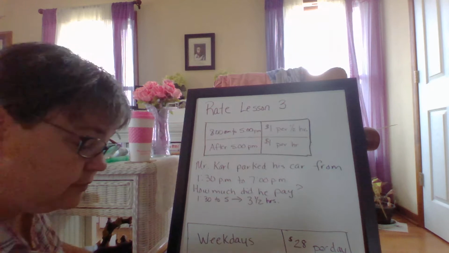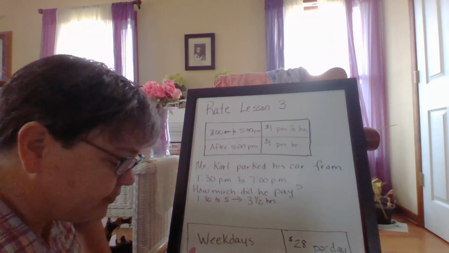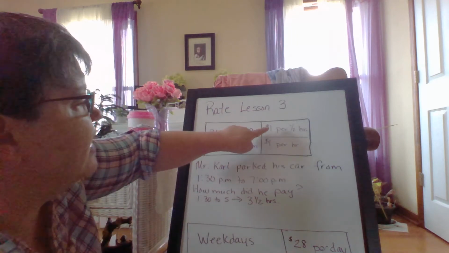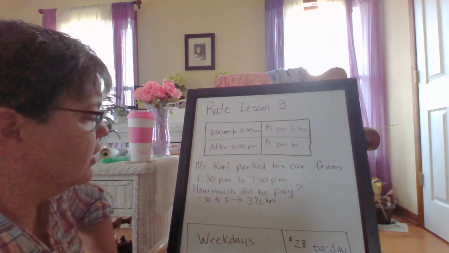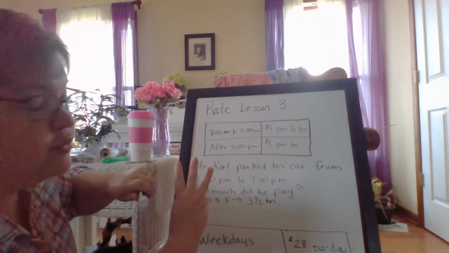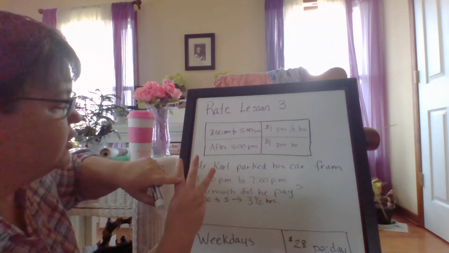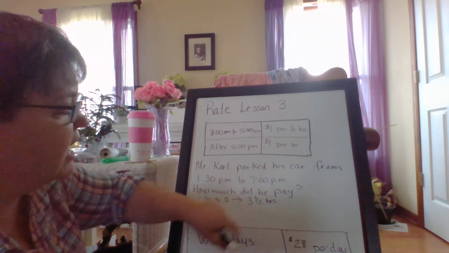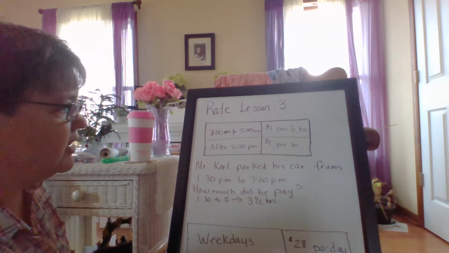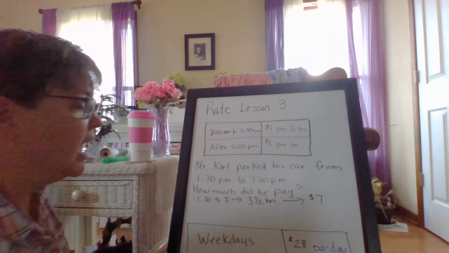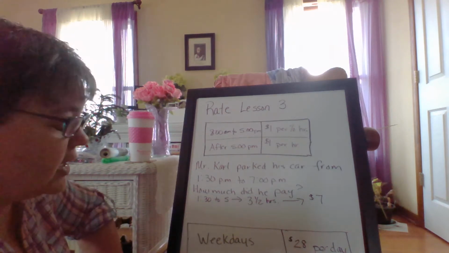All right, now I have to figure that out. So how many half hours are in 3.5 hours? So each hour is going to be 2 half hours, right? So I have 1, 2, 3, 4, 5, 6, and then I have this half hour, which is 7. So I'm going to be paying $7 to park there till 5 o'clock.